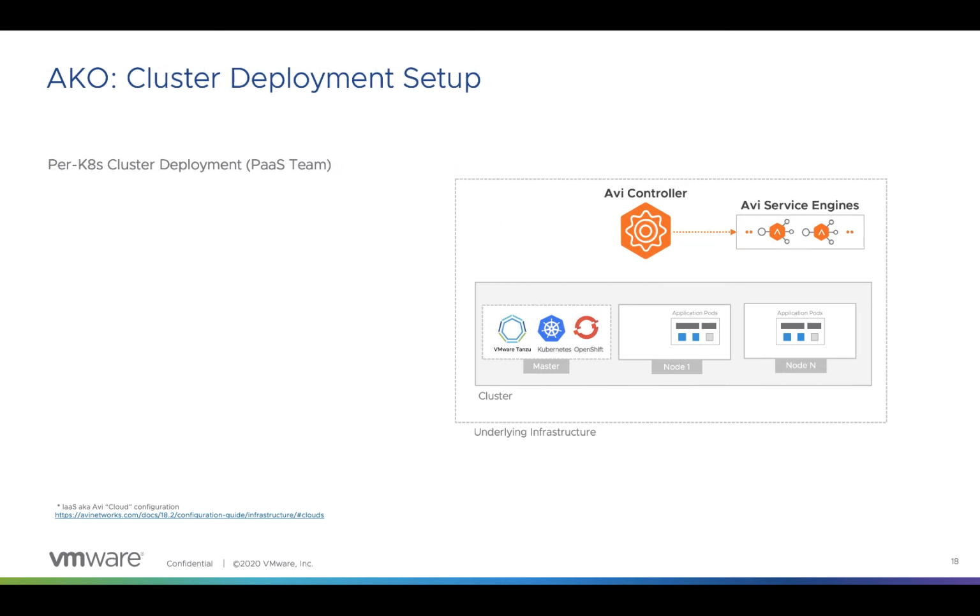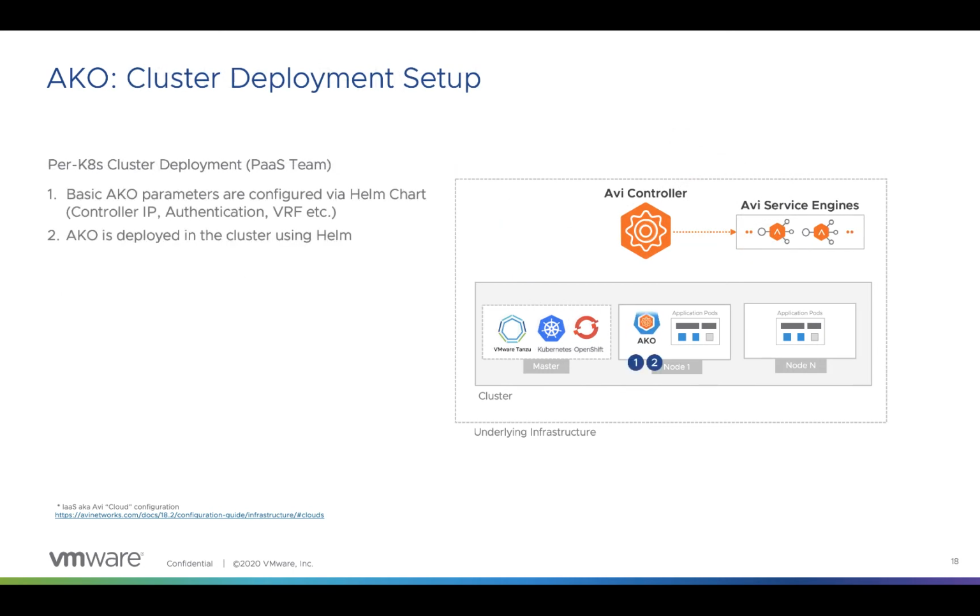Once this is done, your Kubernetes admin can go in and deploy the AKO pod. AKO can be easily deployed using a Helm chart. Once this is deployed, it connects back to the Avi controller and your solution is ready for providing ingress and load balancing services.